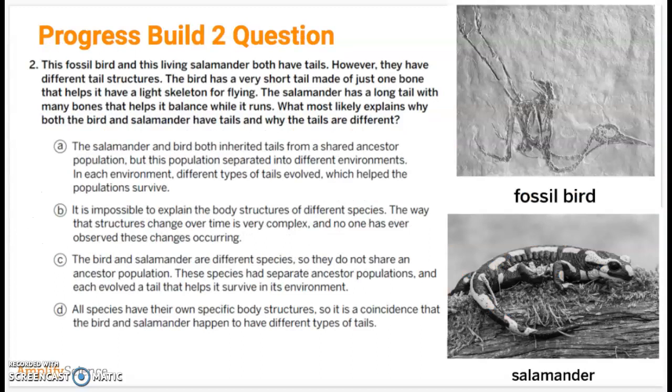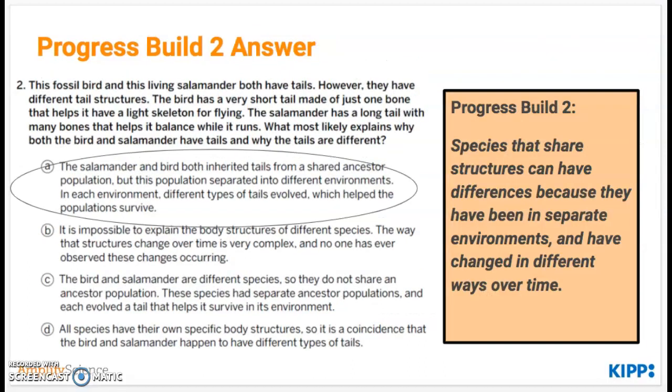The Progress Build 2 question involves a fossilized bird and a salamander and asks students to analyze these two structures. Go ahead and take a moment to read over the question, pause, and answer. If you chose selection A, congratulations, you are correct. As we remember from Progress Build 2, species that share structures can have differences because they have been in separate environments and have changed in different ways over time.